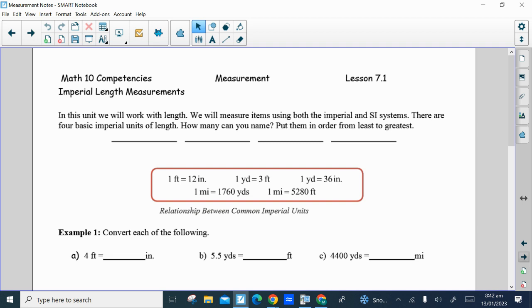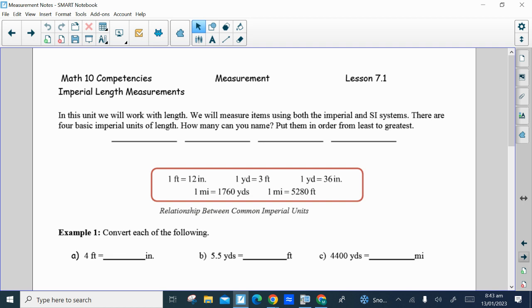If you're ever down in the US and you're traveling on their freeways, distances are in miles, not kilometers, because miles is an imperial measurement. Okay, but pretty much everywhere else in the world uses the metric system now.